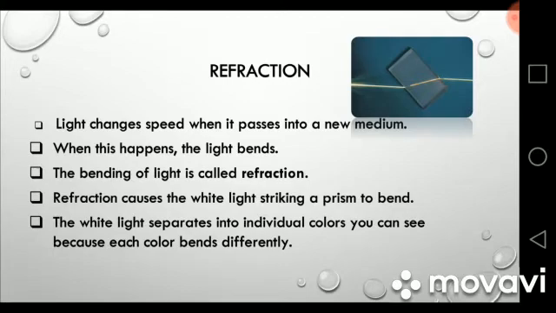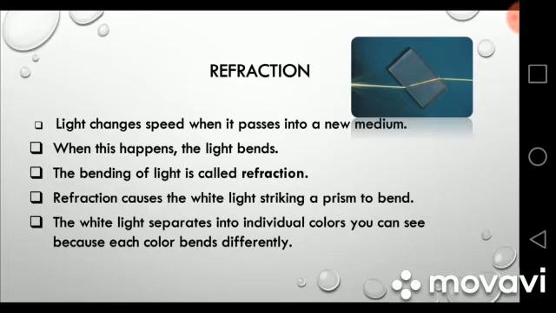Refraction. Light changes speed when it passes into a new medium. For example, when light passes from air to glass or from air to water, it changes its speed. When light changes its speed, the light bends. The bending of light is called refraction.